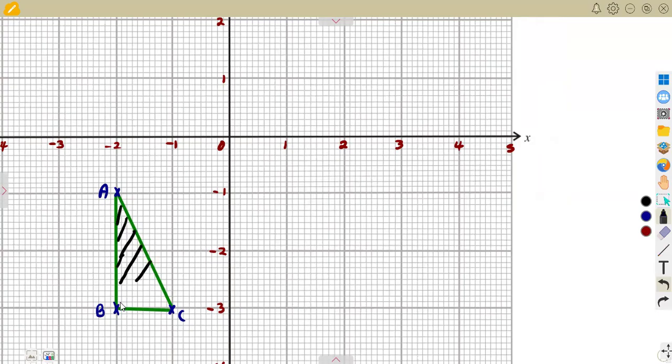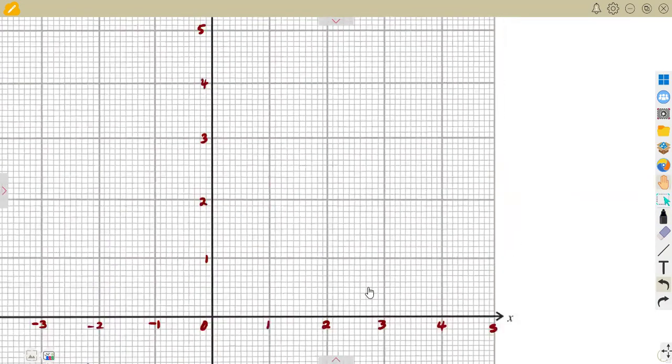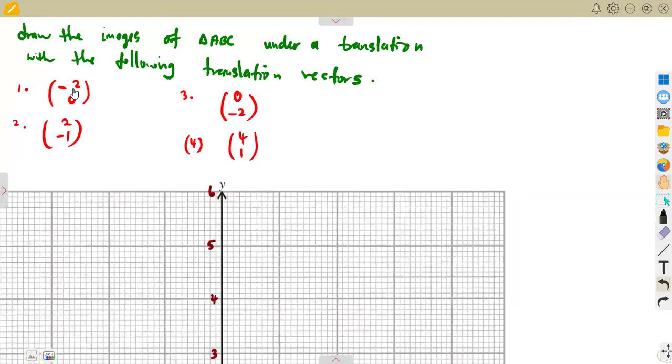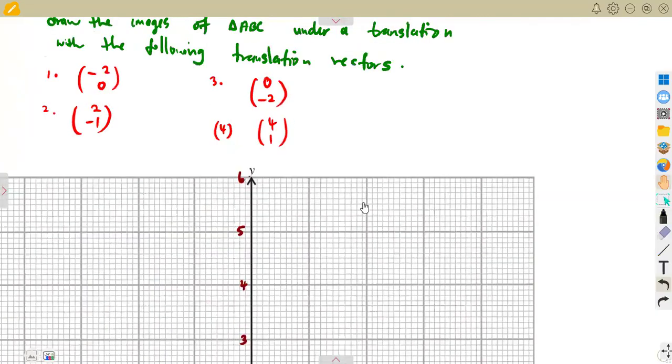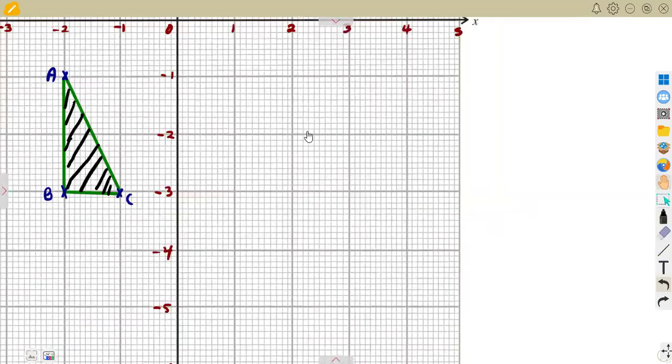This is the triangle originally given from what we have there. But the question is, we are supposed to draw the image given the object and the translation vectors. Okay, let's start with the first one. Given the translation vector, because we are asked to draw the images. It's a translation, and we've got these translation vectors. So the first one, we are given the translation vector, which is -2, 0. That's our translation vector.